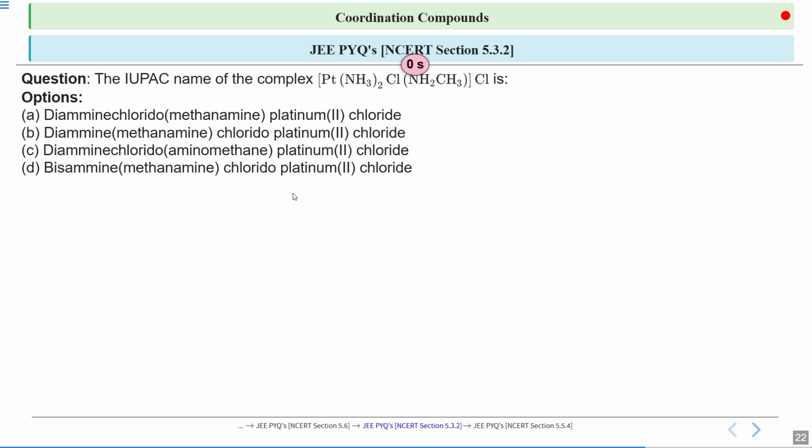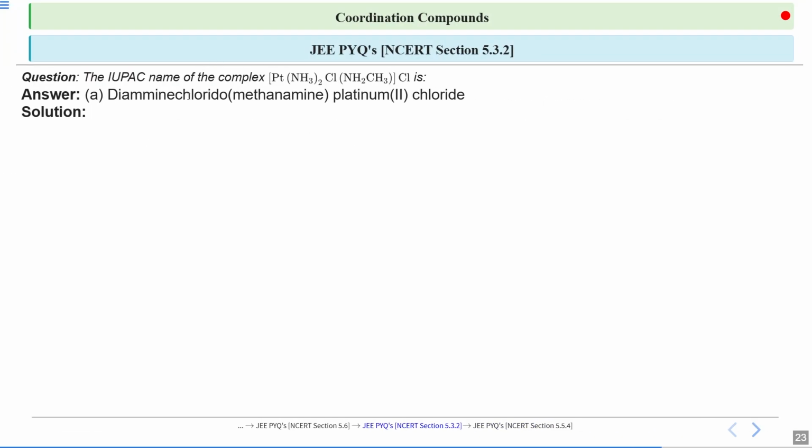Okay, let's see. For this question, the correct answer is option A, that is diamine chlorido methanamine platinum(II) chloride. Let's see the steps for IUPAC nomenclature. First of all, you have to know the cation part of the complex, which is [Pt(NH3)2Cl(NH2CH3)].